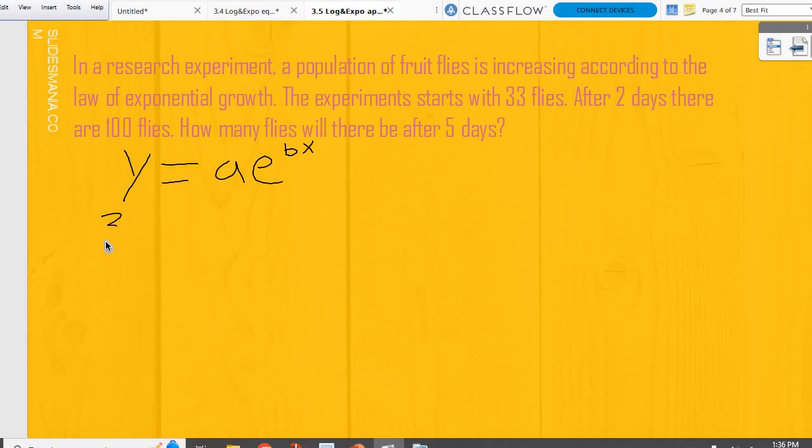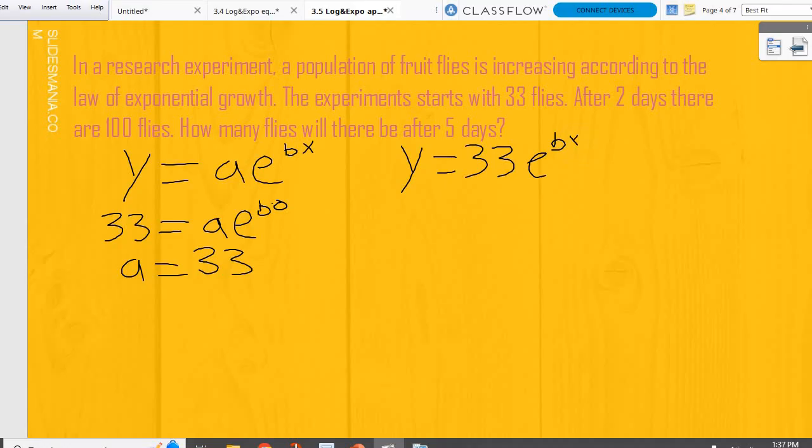So if I have 33 flies, because again, y represents population, at what time did that happen? Day 0. So I would have b times 0. Well, what is b times 0? 0. And e to the 0 is going to be 1. So I just end up with a equals 33. So your a is actually always going to be your initial population. In this case, they gave us our initial population is 33. But we still have a b value that we have to find.